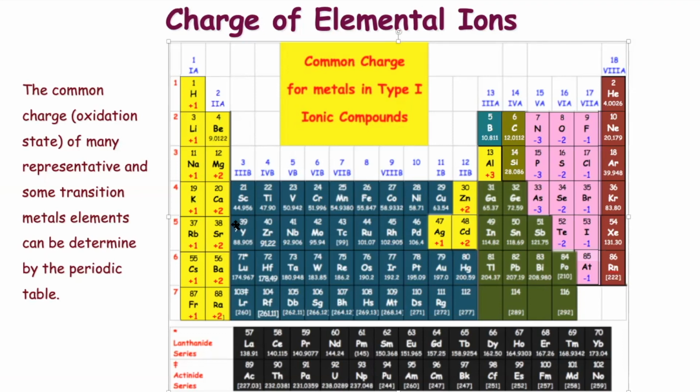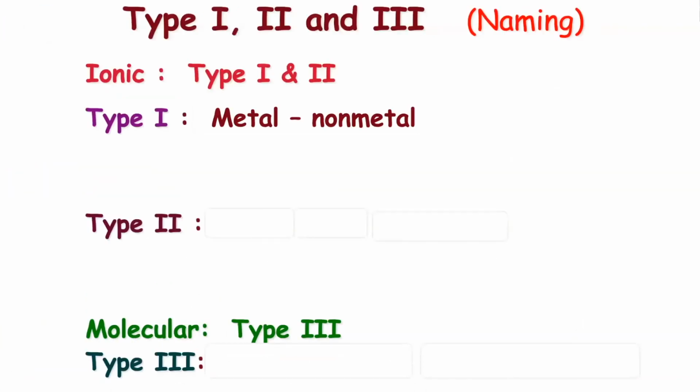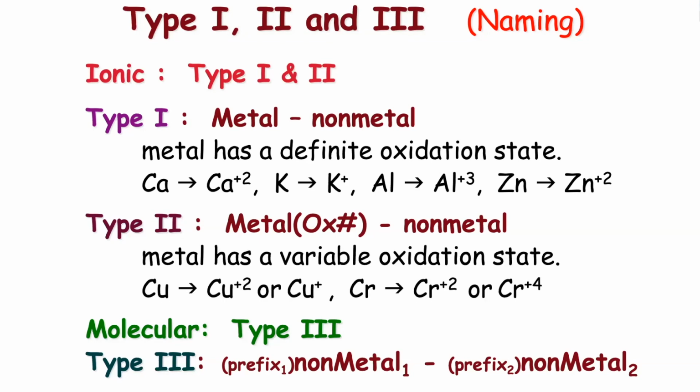Okay, so we have type 1 compounds because their charge is always fixed. It never wavers. Calcium is always +2, aluminum is always +3, and that's the yellow in that periodic table I showed you. Here, it wavers. Copper could be +1 or +2. Chromium could be +2 or +4. How do you know? You know because of the formula that you write down, okay?